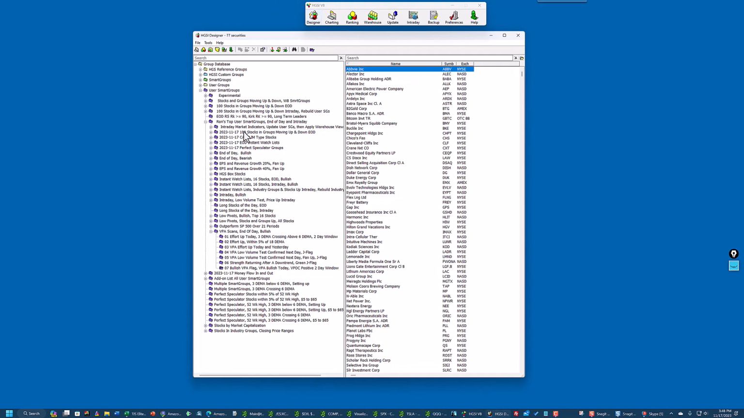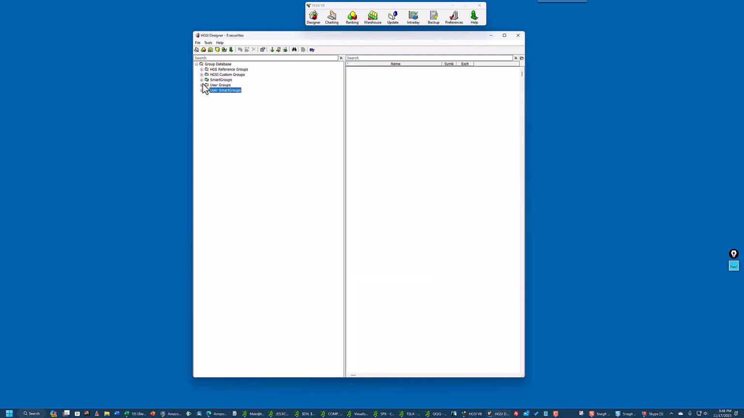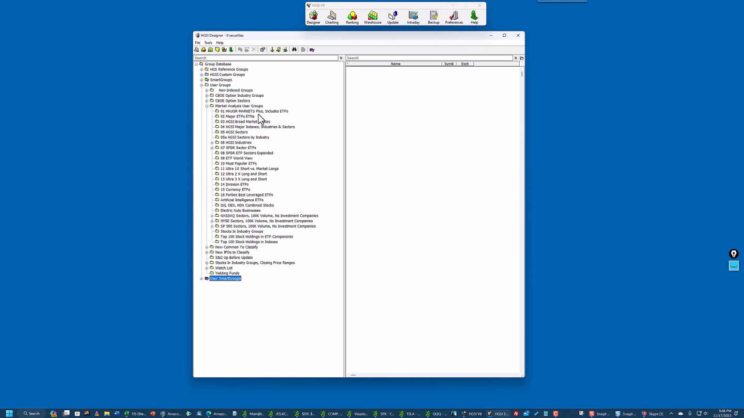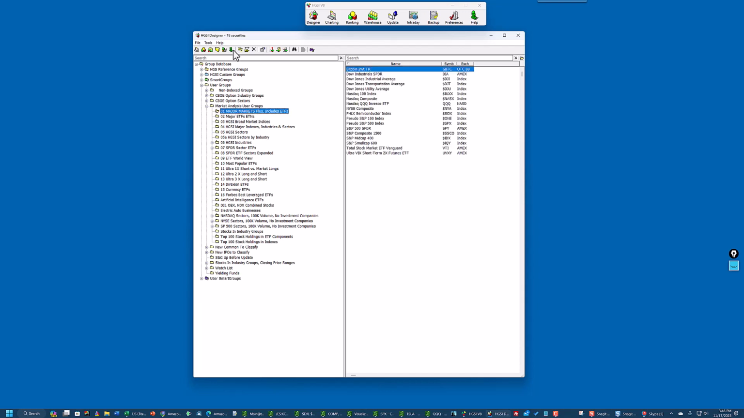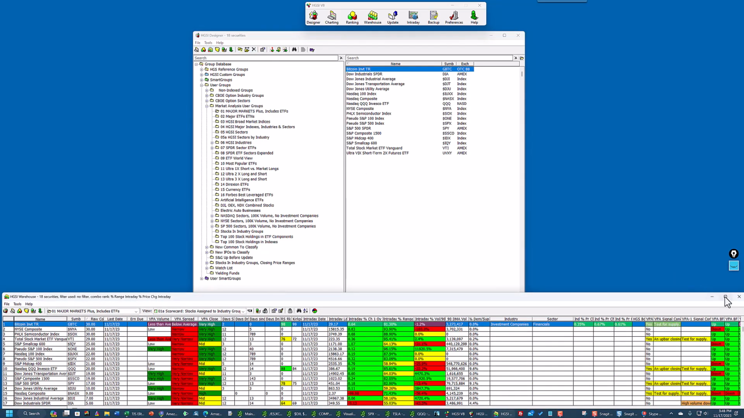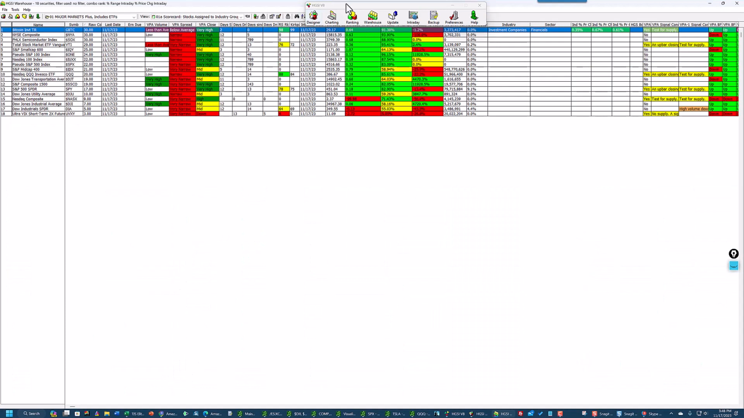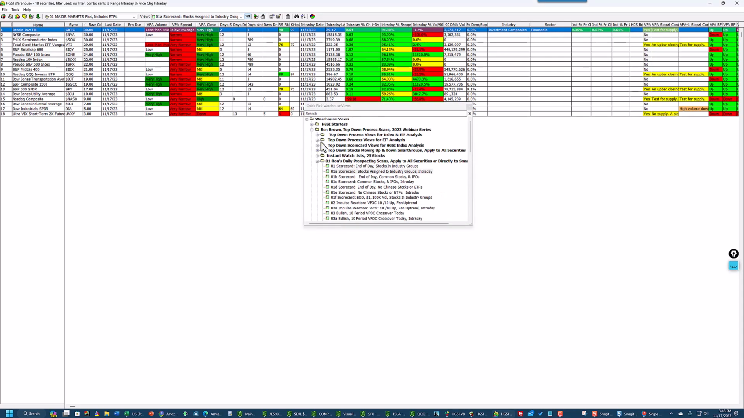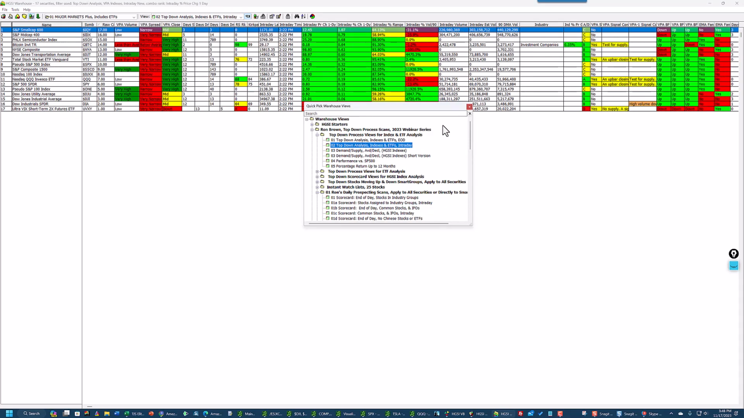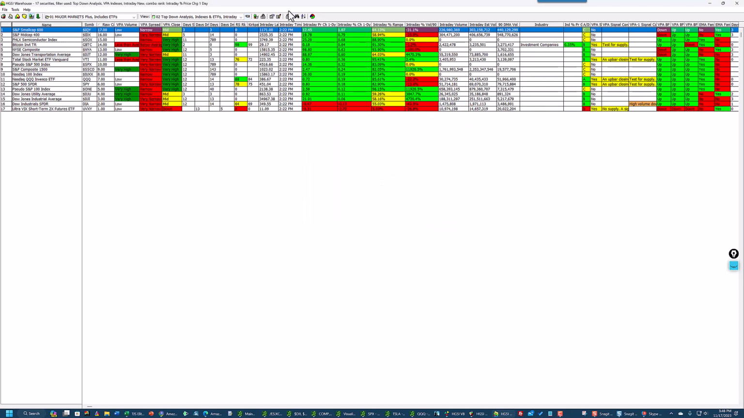Okay, I'm going to go into the designer. I'm going to go to my user groups, to the market analysis user groups. I'm going to click on folder number 1 and click through to it, make it full screen, get it out of the way, and then I'm going to go to the quick pick, top-down process. I'm going to go to top-down analysis, indexes and ETFs intraday, and I'm sorted on raw combo.